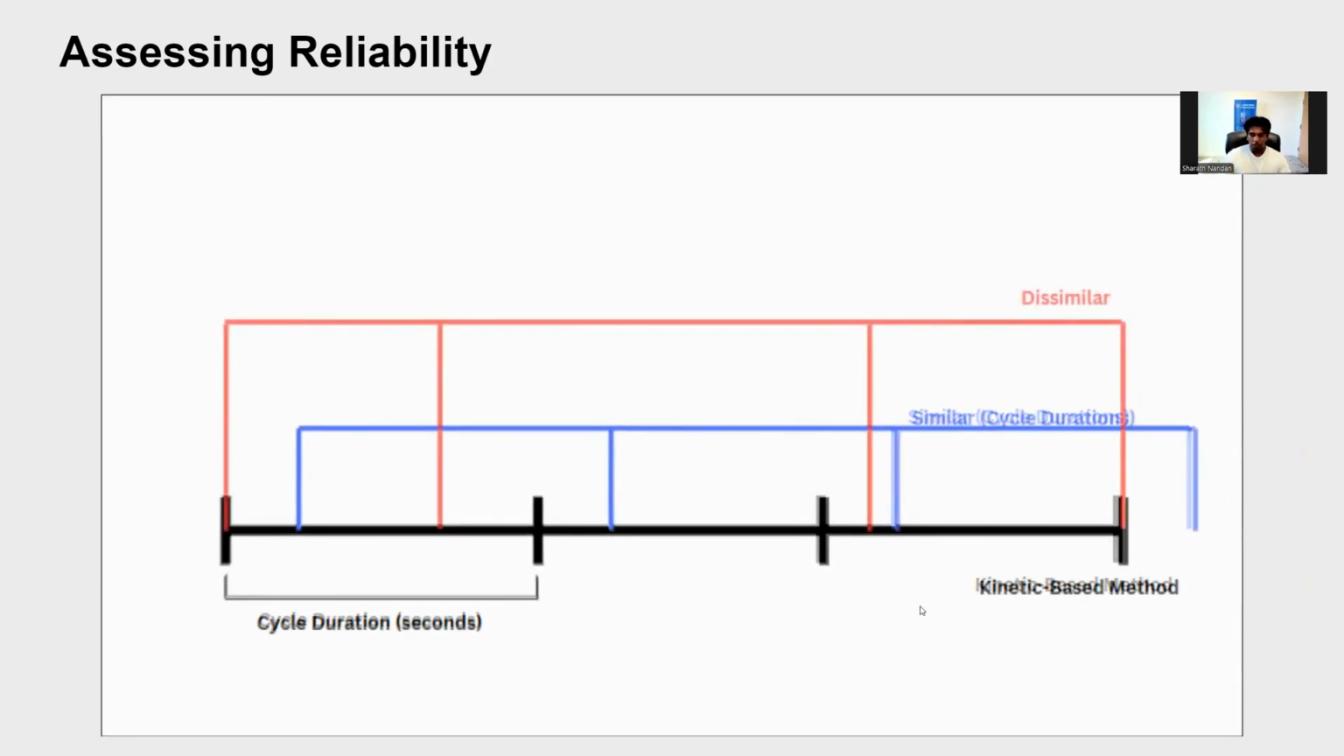Now, if we move along again, we can view this red line, which represents a method that is dissimilar. As you can see, some of the events overlap with the baseline, such as here and here, but the cycle durations vary a lot. And this can be an indication that the method is unreliable.